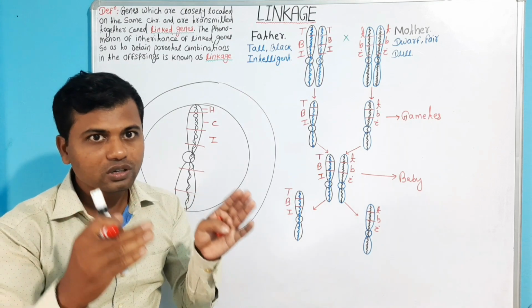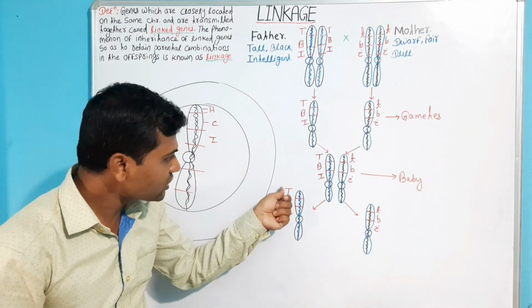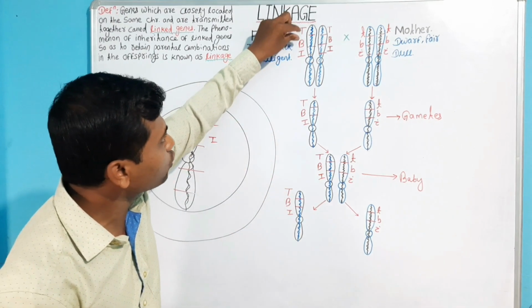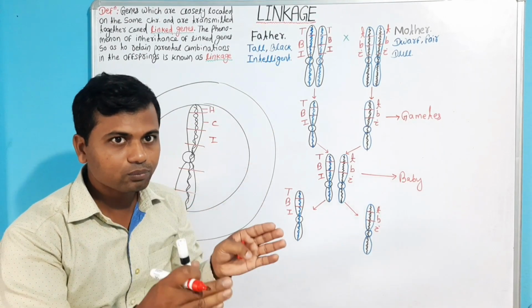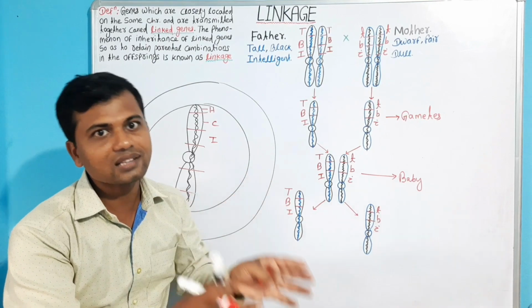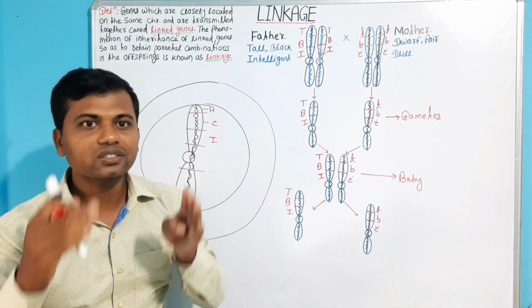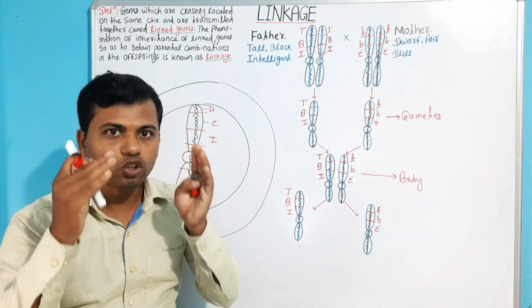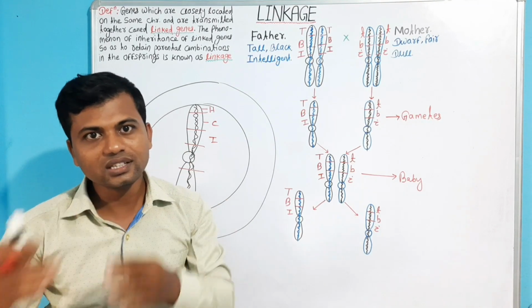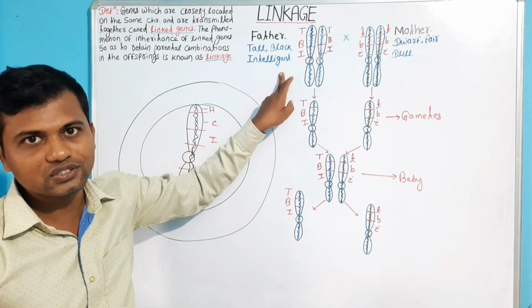So here now comes the concept of linkage. Those genes which are present very closely together in a chromosome can go together from one generation to the next generation as a unit. So these genes are called linked genes. And the phenomenon of inheritance of linked genes is known as linkage.